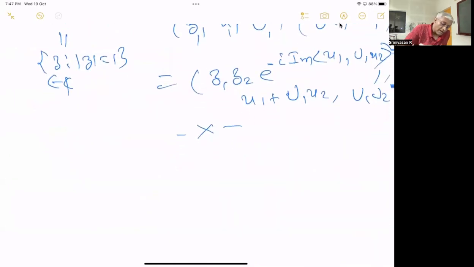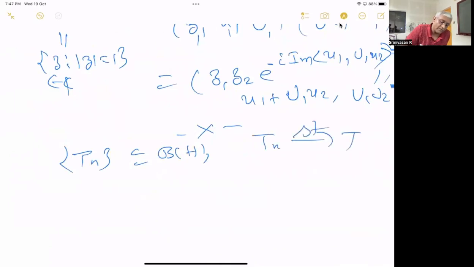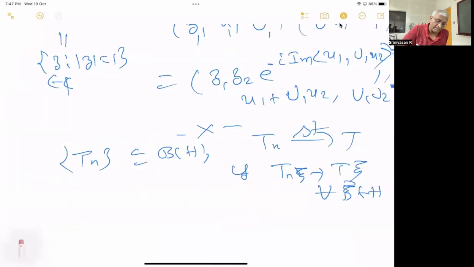Okay, that's all. Next, there is continuity. I defined strong topology last time. If you have some Tn contained in B(H), then Tn converges to T strongly if Tn xi converges to T xi for all xi in H. I defined this last time, the strong topology.